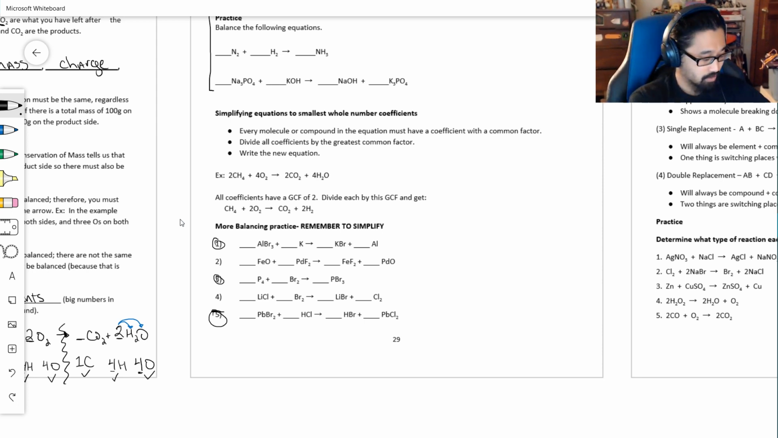Give those a shot. I will look at those first thing, and this is going to lead us into another lab. And it'll be another like semi-virtual lab. I'll do a little digital demo for you to follow along with.